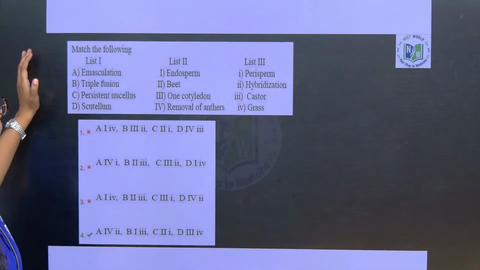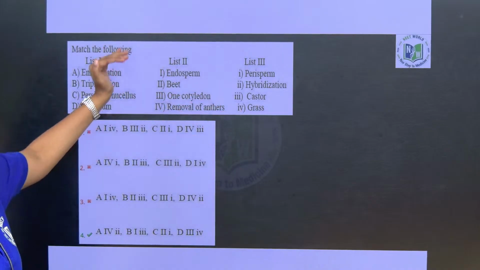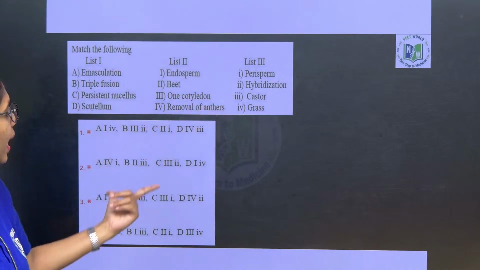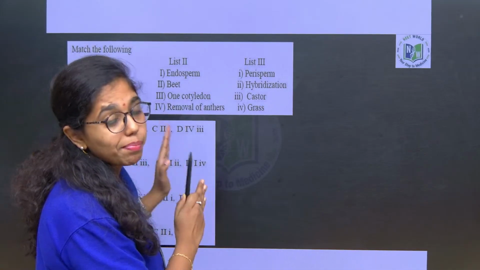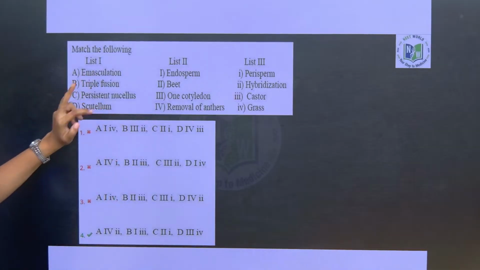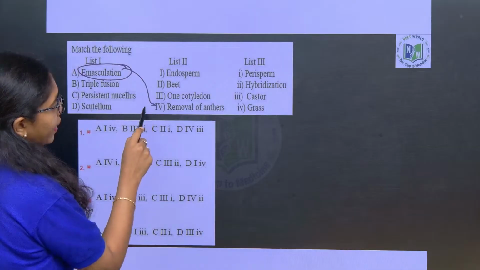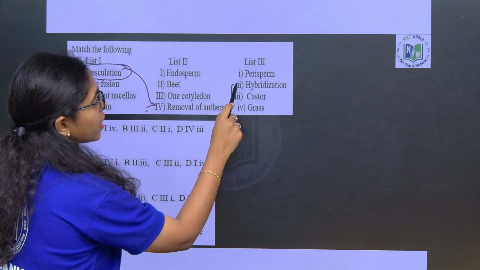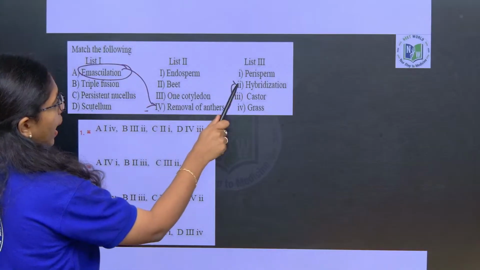Next, a few terms are given in list 1, list 2 and list 3. We have to correlate them and choose the right option. This is your previous AP EAPCET question. First is emasculation. Emasculation means removal of anthers. This is a practice followed for hybridization experiments. So here, A matches 4 and 2.